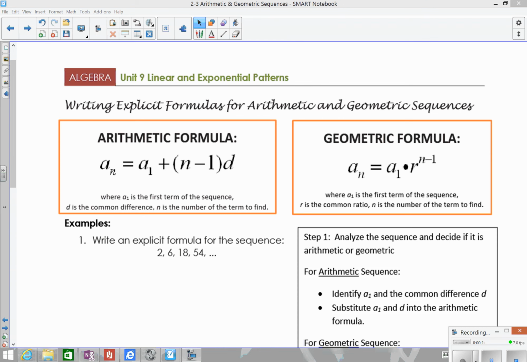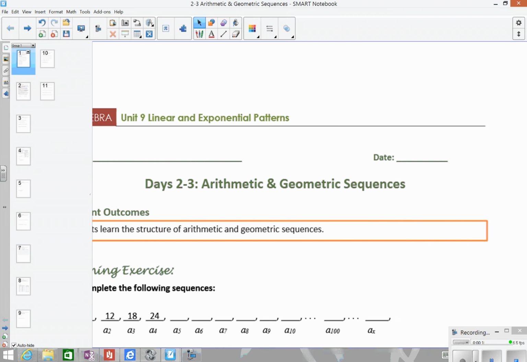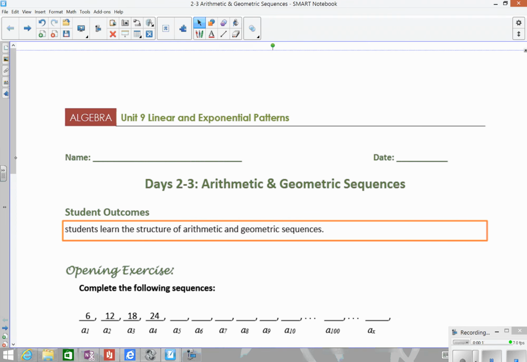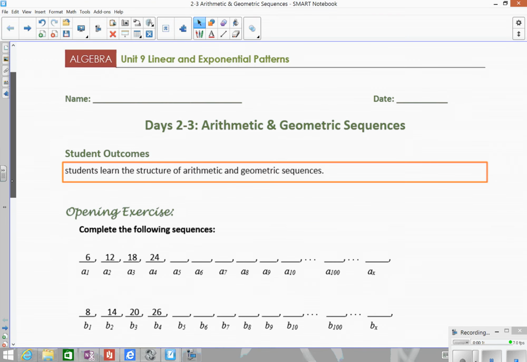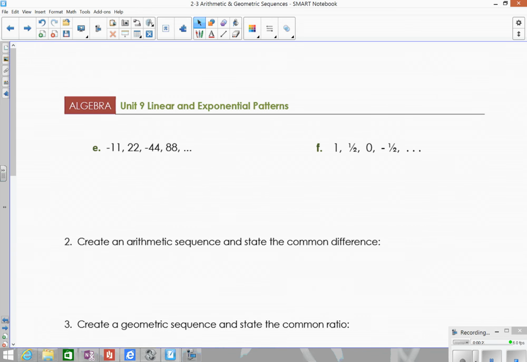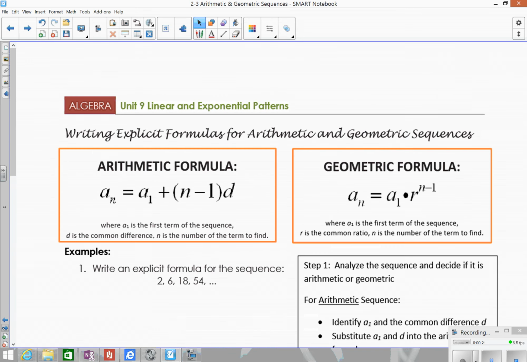So I'm in the days 2 through 3 note packet. The note packet I'm in looks like this. You should have this from yesterday, so go ahead and get this out. I'm on the third page in, I believe. So the fourth page. What we're going to look at are the explicit formulas.